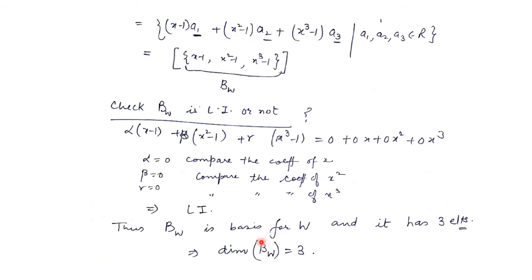Therefore, dimension of W is, it is not B W, here it should be W. I have written it wrong over here, it should be W. So dimension of W is 3 because the basis has 3 elements.